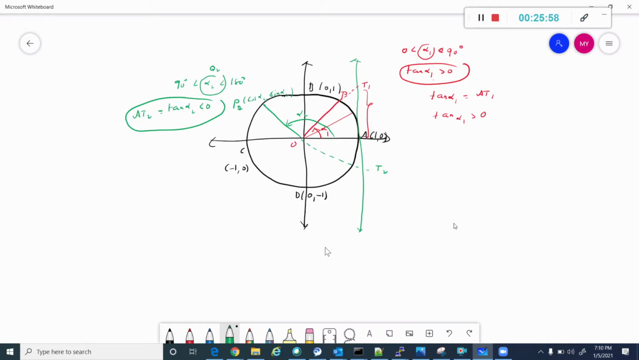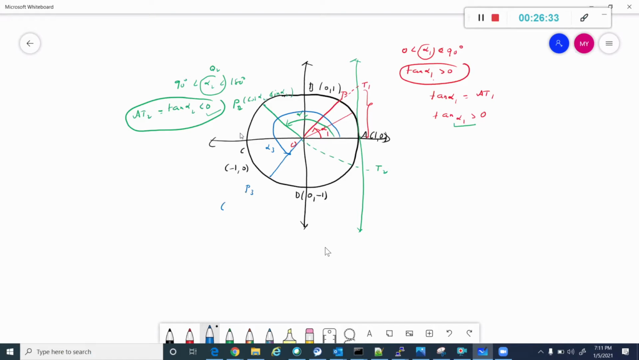So, alpha is a representative of any angle in Q2. For all angles in Q2, tan will be negative, right? For all angles in Q1, tan will be positive, right? Yes, sir. So if I rotate to Q3, say I have rotated for an angle alpha 3.